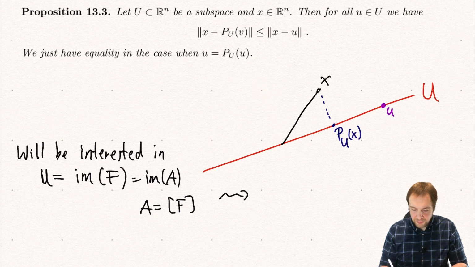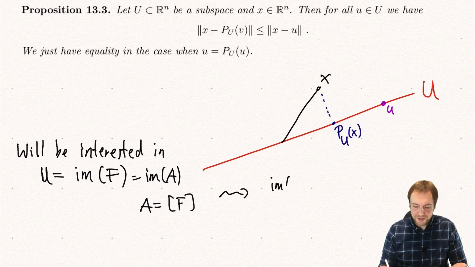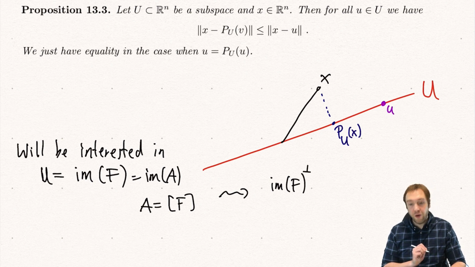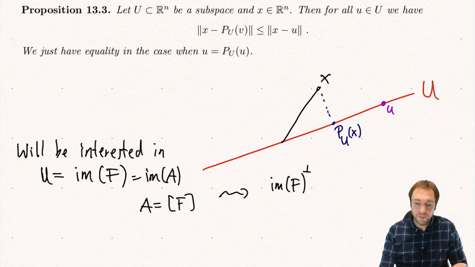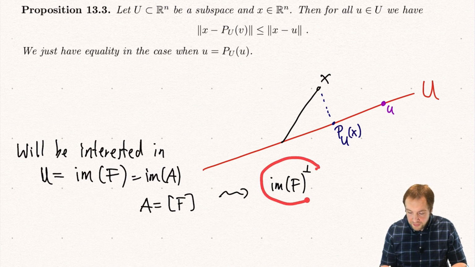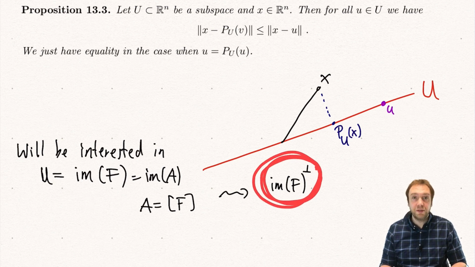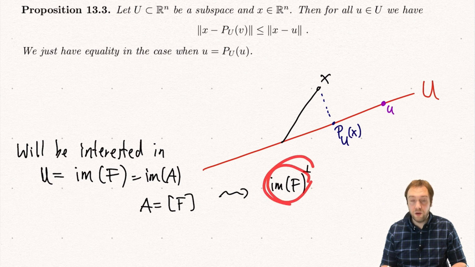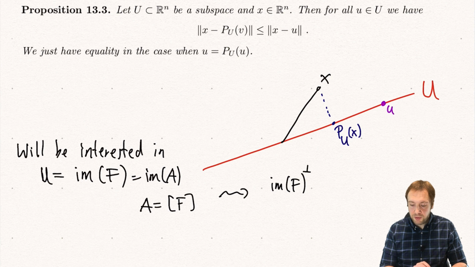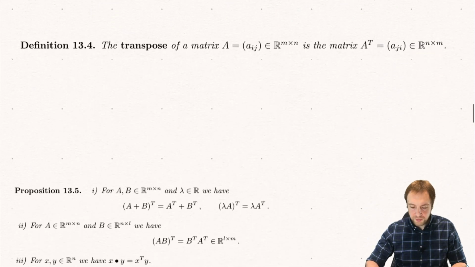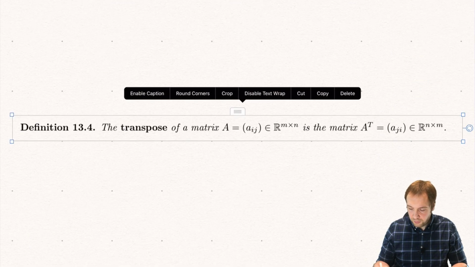So this will lead to that we will be interested in the orthogonal complement of the image of a linear map. And there will be a nice description of this, the orthogonal complement of the image of a linear map or a matrix. And for this we need to introduce the notion of the transpose of a matrix. So maybe some of you already know this.